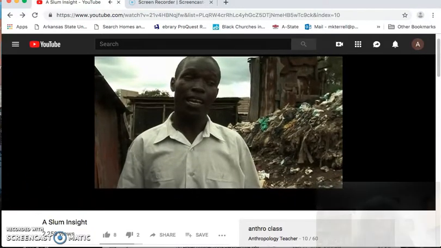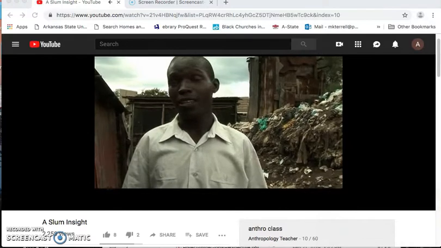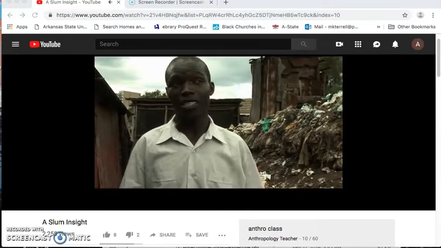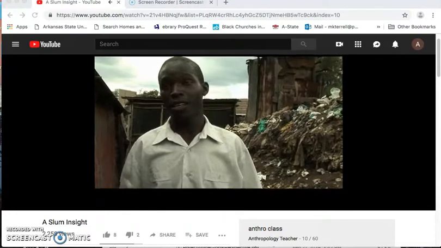We are really hoping to see one day when things are changed and when this slum will no longer be a slum.